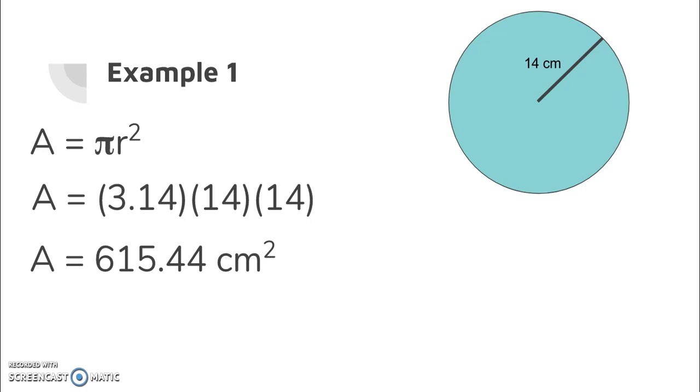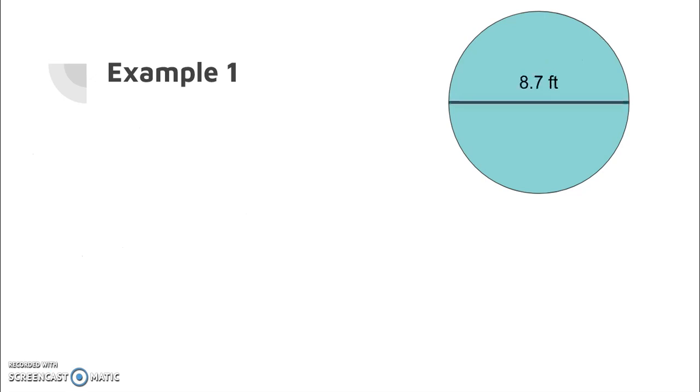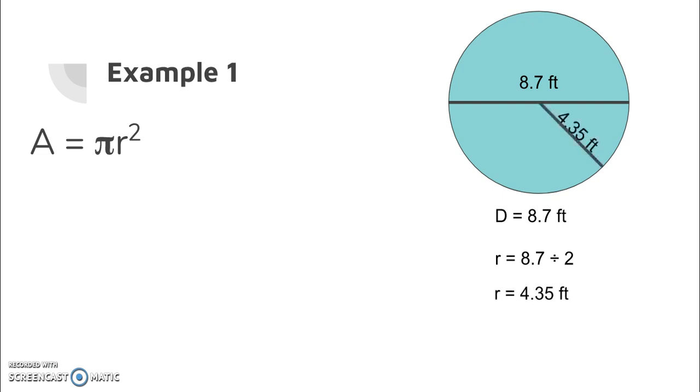Let's look at a second example. In the second example, they're giving us a segment that goes from one end of the circle to the other. That's called the diameter. So when I write the formula, I notice the formula is for the radius. So I need to find the radius. So to do that, I take the diameter and divide it by 2, because half of the diameter is the radius. That means the radius of this circle is 4.35 feet. So now I can write my numbers.